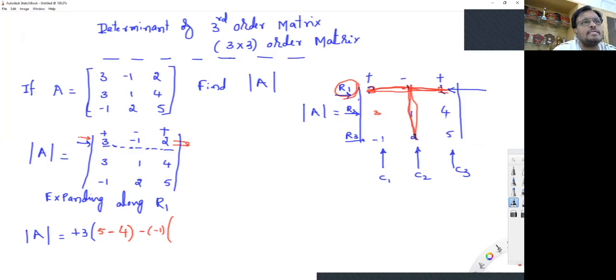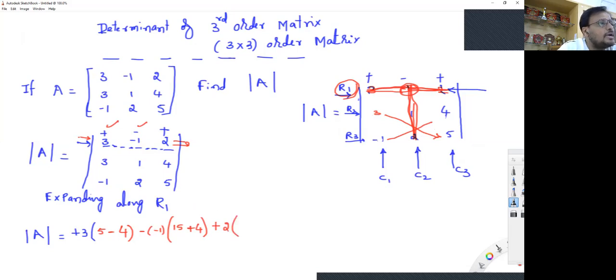Whichever element has minus as its top symbol and you have selected, at that element the complete horizontal row is deleted and the vertical column is also deleted. Now the remaining two you have to go for cross multiplication. 3 into 5, that is 15, minus, and after that minus 1 into 4 is minus 4, it will become plus 4. And last, plus 3 is over, top minus, minus 1 I have taken, plus 2, now this is the last, plus 2.